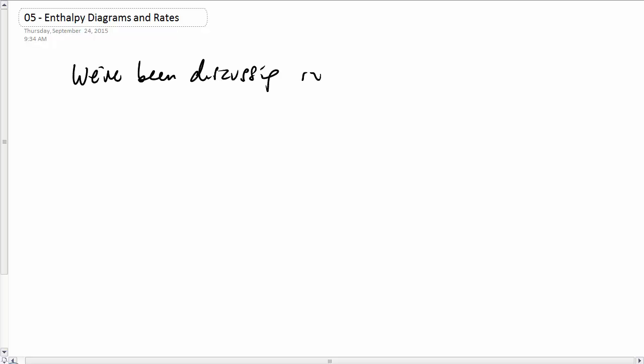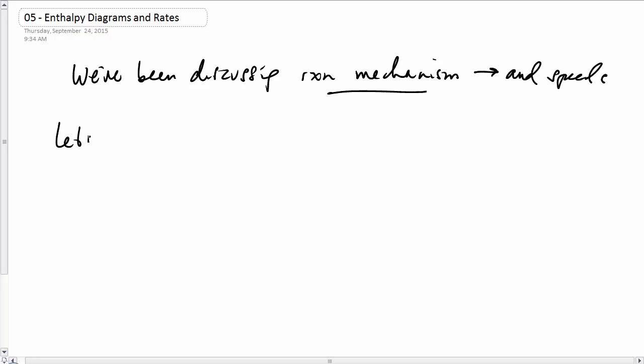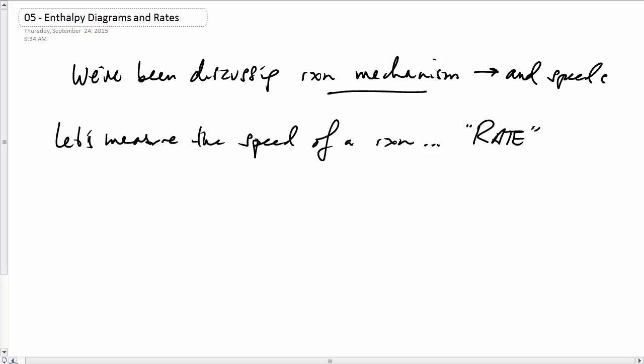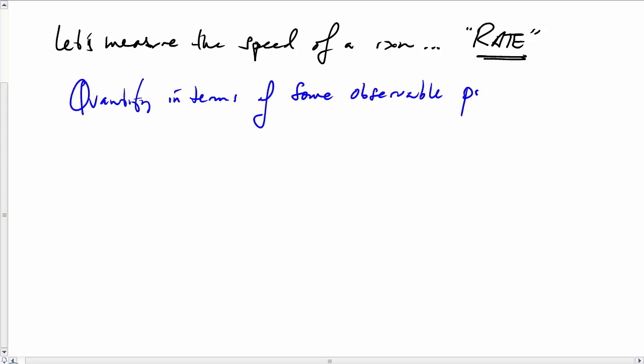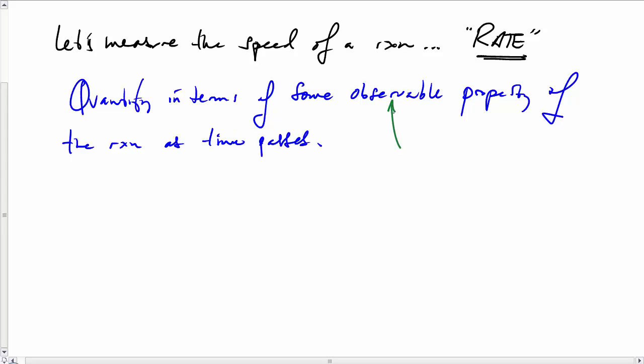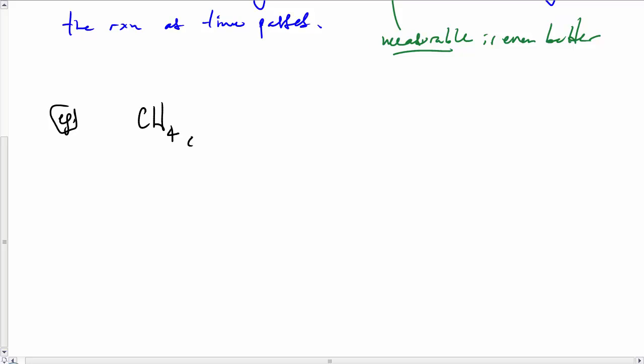Today we've been discussing reaction mechanism and, of course, reaction speed. So let's measure that speed of a reaction and we'll call that the rate. In order to measure the reaction rate, we need to quantify it in terms of some observable property of the reaction as time passes along. It's best if you can actually measure this property rather than just observe it, because then we can quantify the rate in some kind of tangible unit.